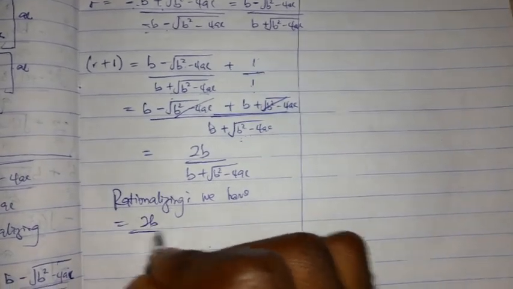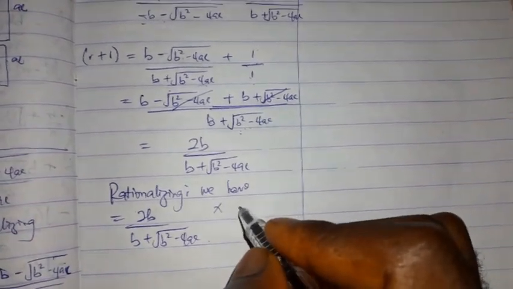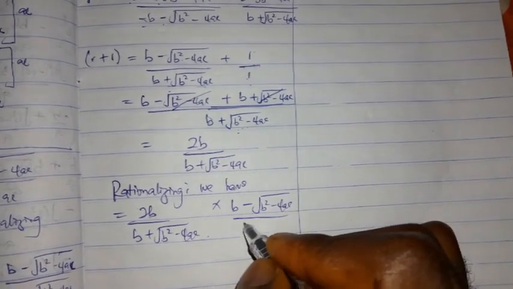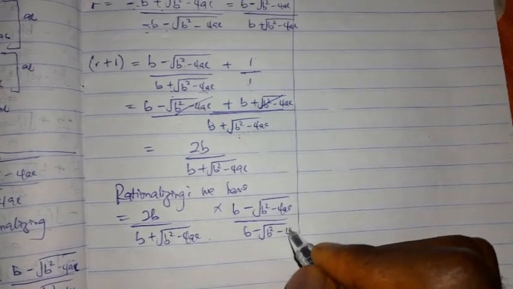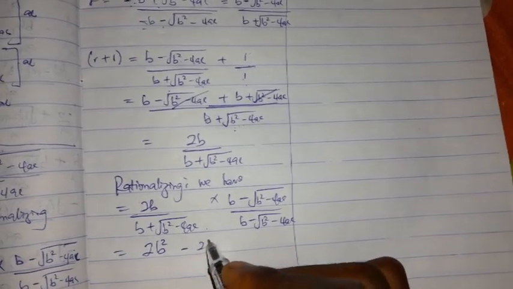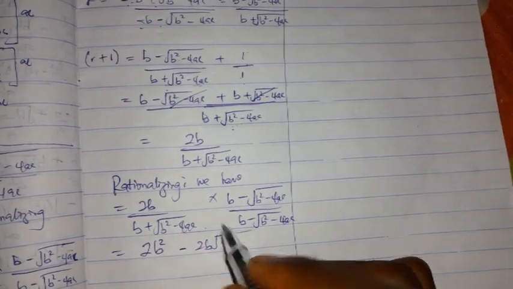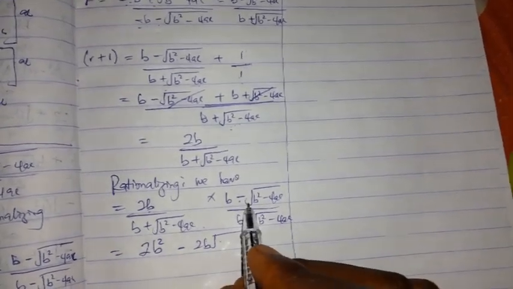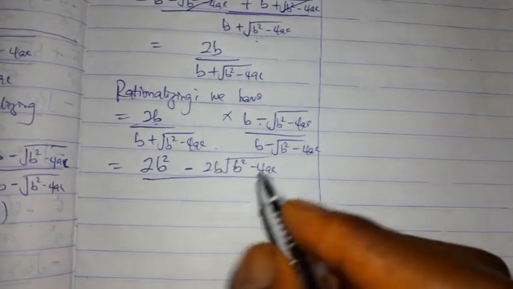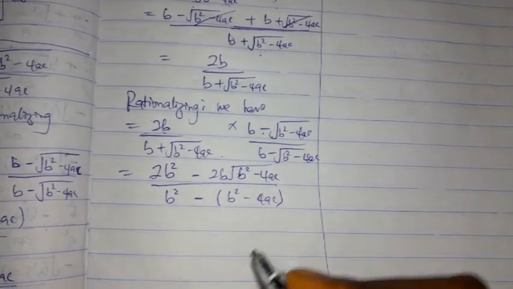This as what? 2b over b plus the square root of b squared minus 4ac times b minus the square root of b squared minus 4ac over b minus the square root of what? b squared minus 4ac. Multiplying this must have to be what? 2b squared minus 2b the square root of what? That's this times this, 2b squared. This times this now becomes minus 2b the square root of b squared minus 4ac all over b squared minus b squared minus what? 4ac.